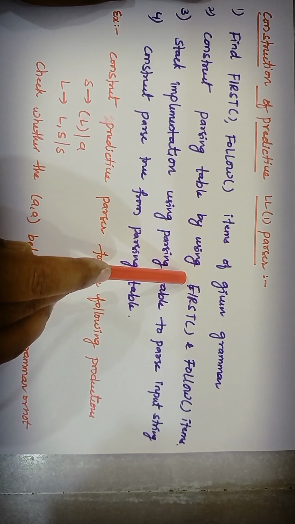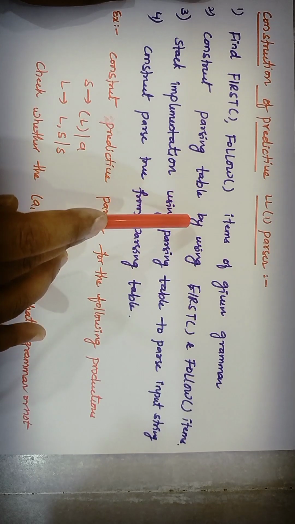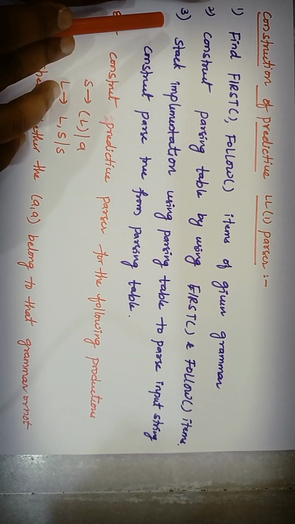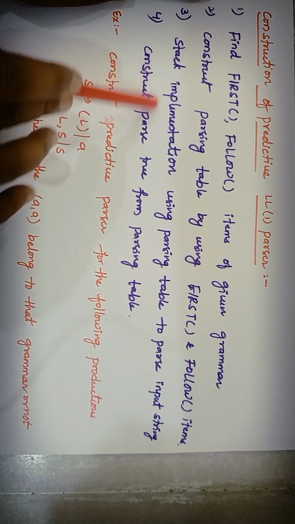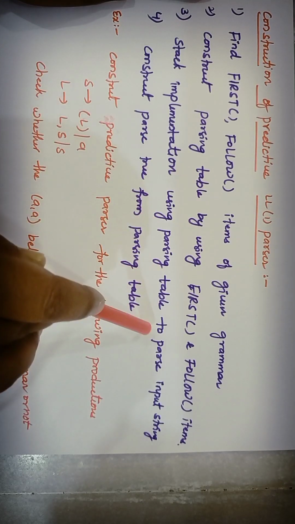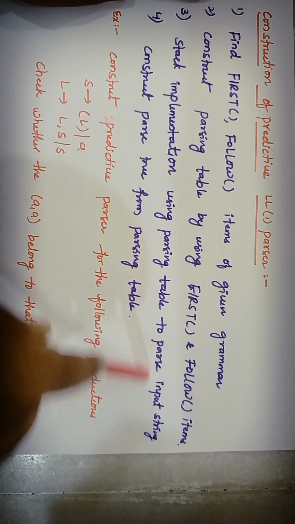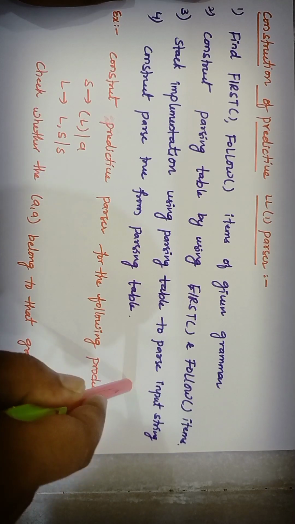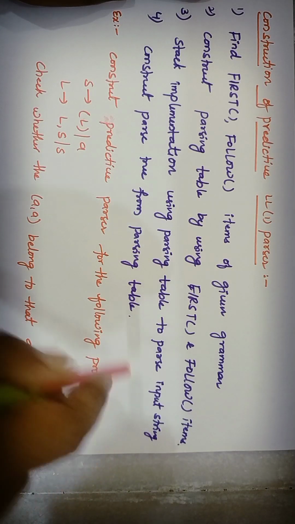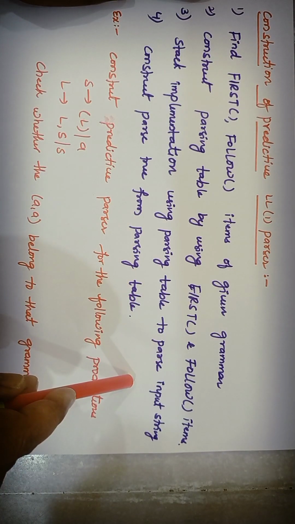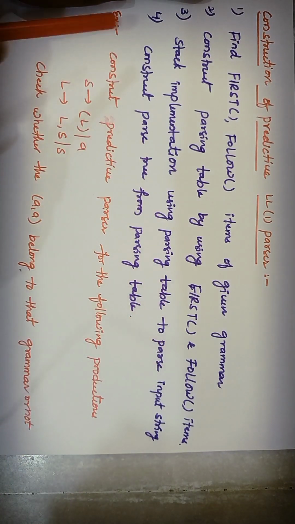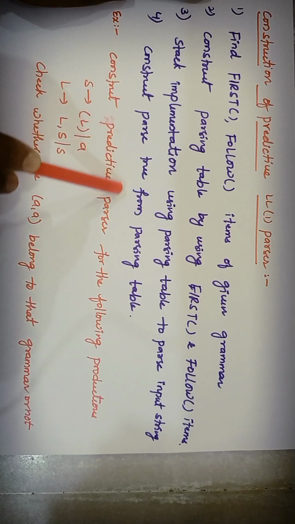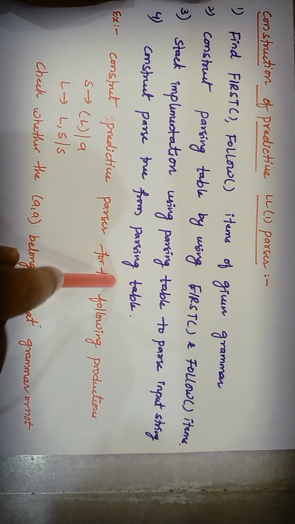Next, after the parsing table is created, we go to the third step, that is stack implementation using the parsing table to parse the input string. Here we are given some input string, and for that input string we are going to do the parsing. Parsing means whatever actions are going to be done in the parser. Next, the last one is to construct the parse tree from the parsing table.